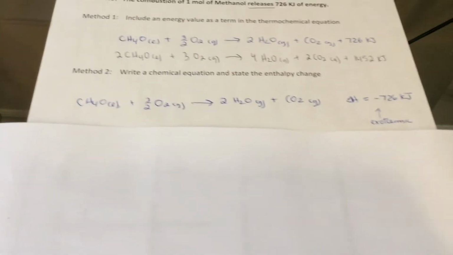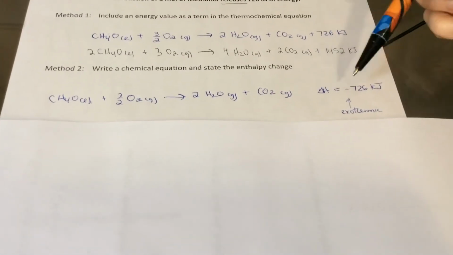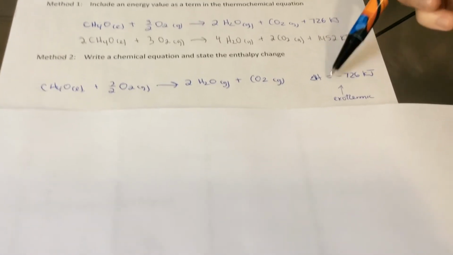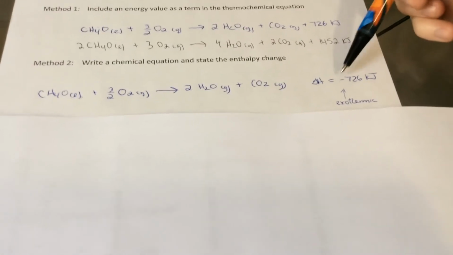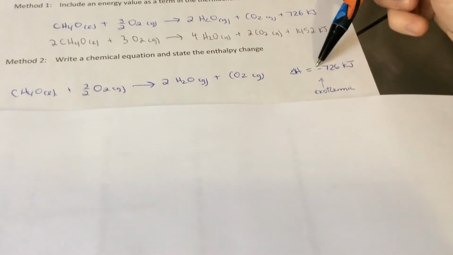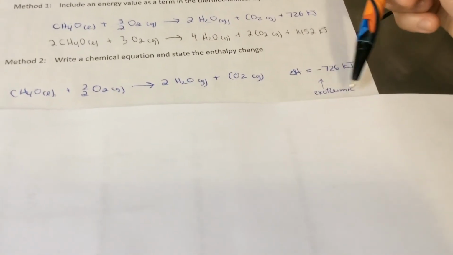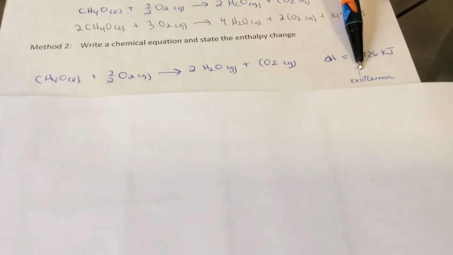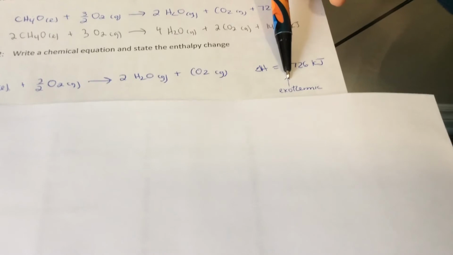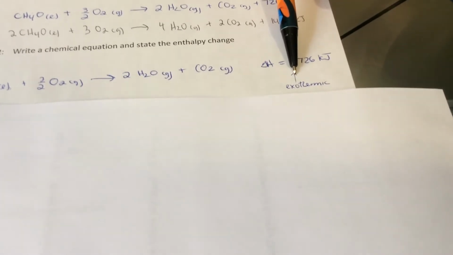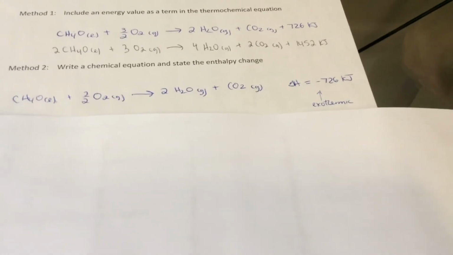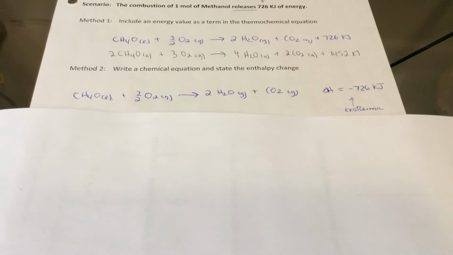Another way to write it is to write the chemical equation, leave a space, and then to the right of it, state delta H equals, and write the amount of energy. Now when you write it this way, we need to have a negative or a positive here because this negative tells us it's exothermic. If you had just written 726, then I would read that as a positive amount, and a positive delta H would mean that it was endothermic. But it's not. It's exothermic. Energy is released.